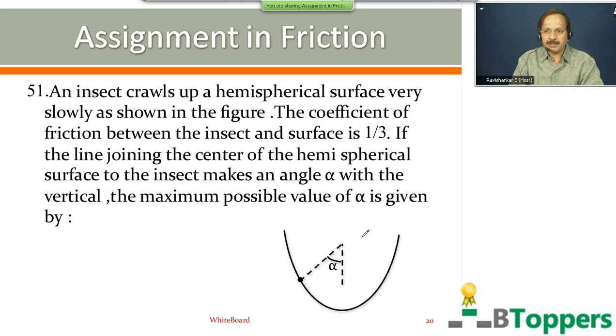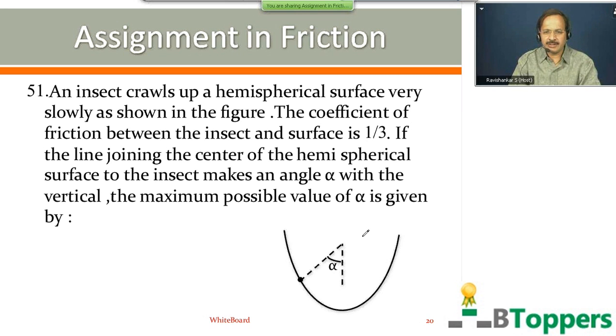So look at question number 51. An insect crawls up a hemispherical surface very slowly as shown in the figure. The coefficient of friction between the insect and surface is 1/3.